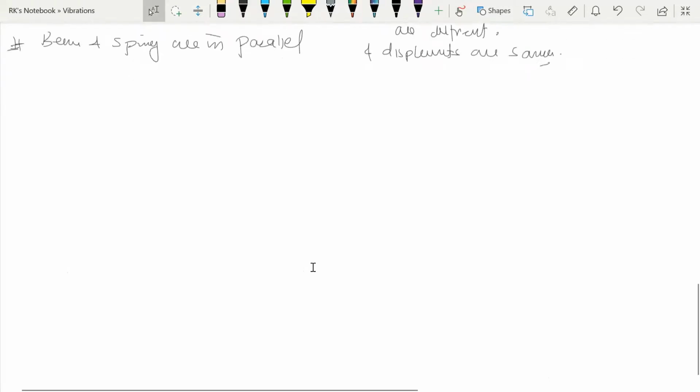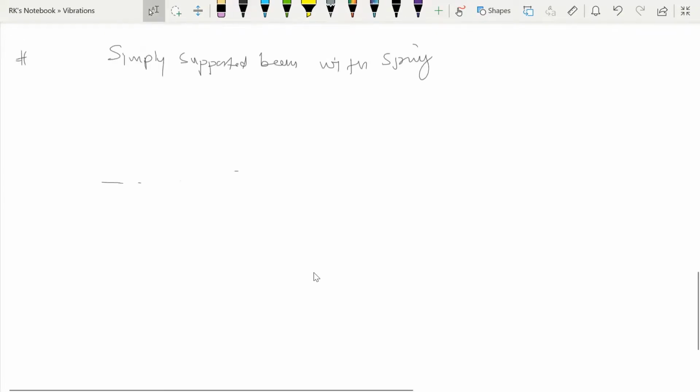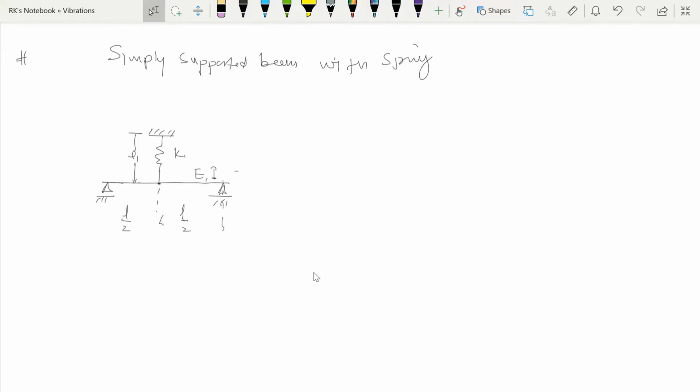Now let's consider another example of a simply supported beam with spring. So here we can consider this is a simply supported beam, and there is a spring which is connected at mid span of this beam, right? And the length of this spring is L1, and stiffness is K, and this is E and I, Young's modulus and area moment of inertia of this beam. This is the midpoint, L by 2 and L by 2. Right? So now we apply the force F at the midspan of this beam.